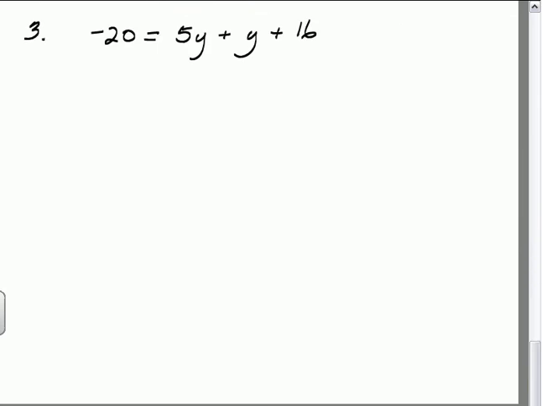Okay, when I look at this, I go, okay. Is there anything to do over on the left? No. Anything to do on the right? Oh, we can clean up that right-hand side. So we see there are common terms, like terms, on the right. So we can add 5y and 1y to get 6y. So we get 6y plus 16, and on the left we still have a negative 20.